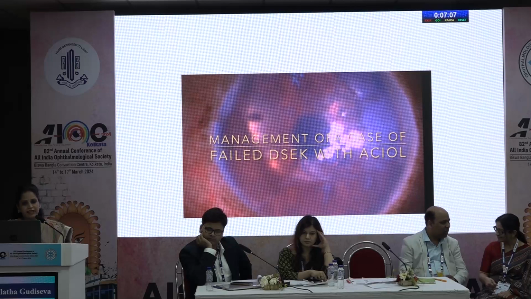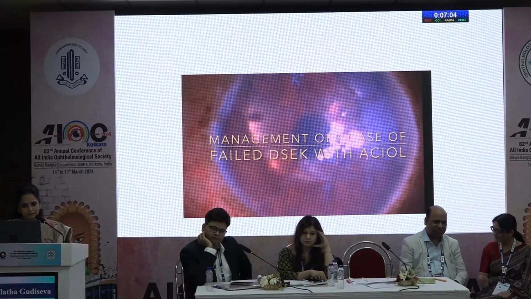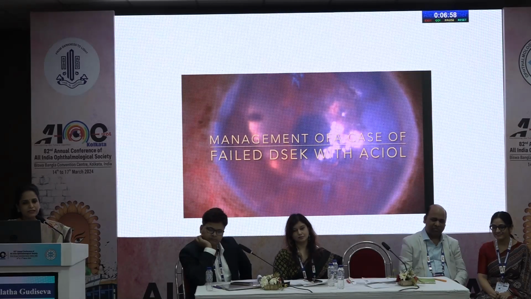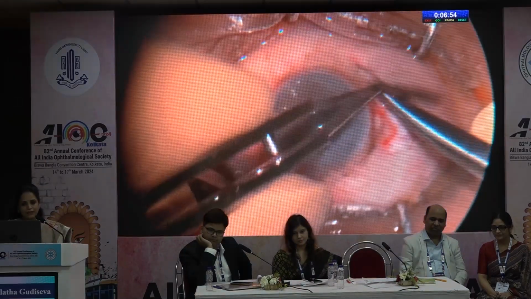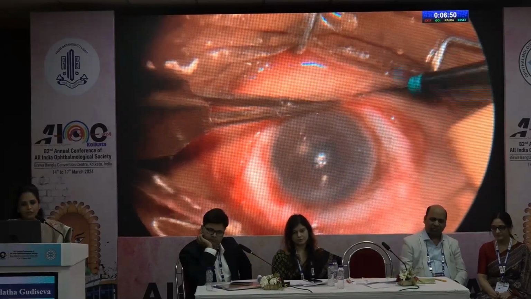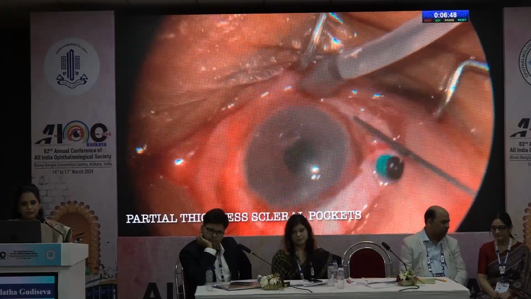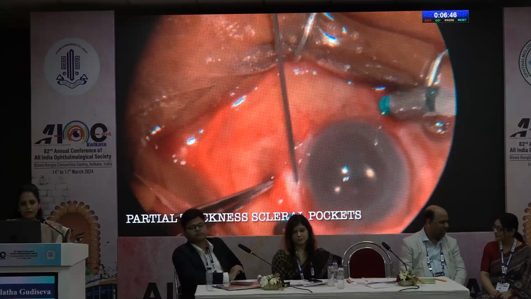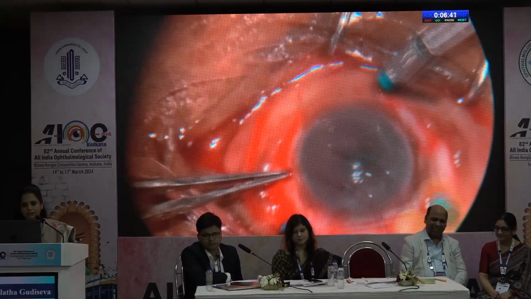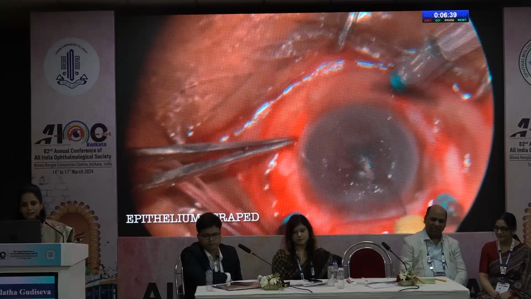So this is another case where there was a failed DSEC. This patient I had operated 1 year back with anterior chamber IOL, but after 1 year he came back with a failed graft. So this time we took the patient to do a scleral fixated IOL along with DSEC. In this patient, conjunctival peritomy was done with partial thickness scleral pockets, a 5.5 mm scleral tunnel made, and then epithelium scraped.